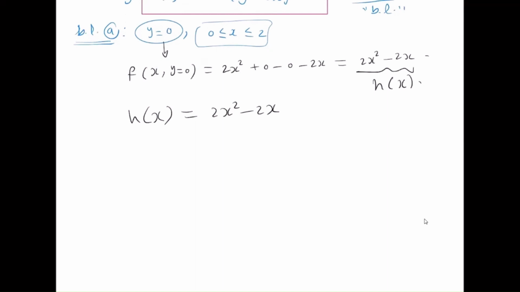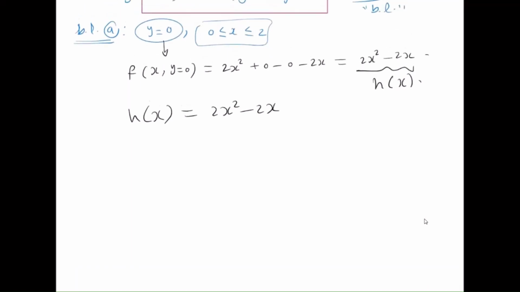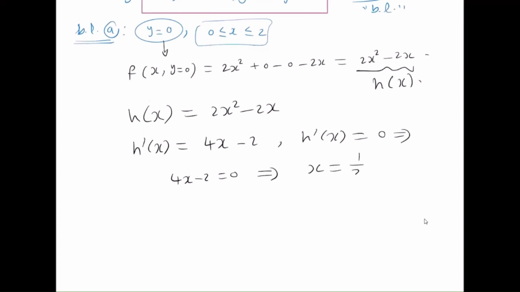We take the derivative and equate it with 0. Yes, h prime of x is 4x minus 2. When this derivative equals 0, what do we get? 4x minus 2 equals 0. Solve it to get x equals half.